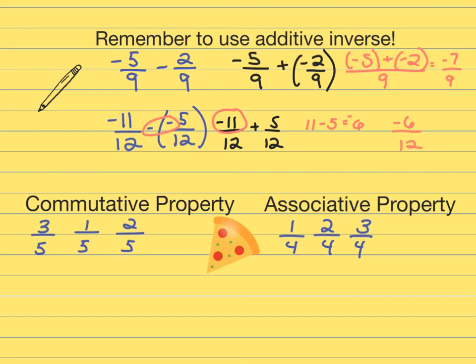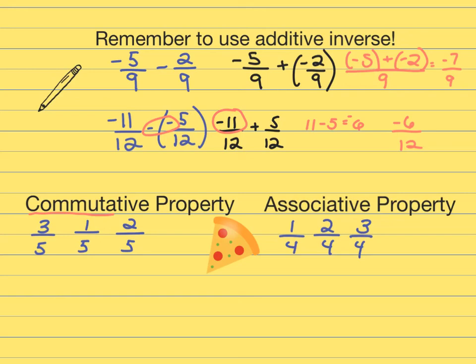Now let's review the commutative property and the associative property. Commutative has a root word, commute, and commute means move around. In math, when we add or multiply, we can move the numbers around in any order and get the same answer.